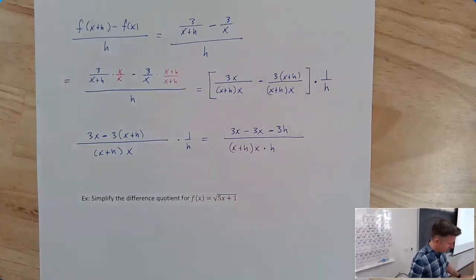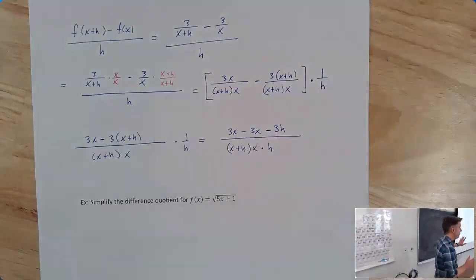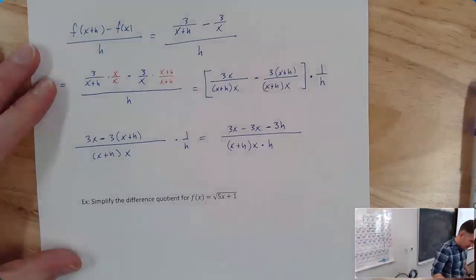And again, I know that this h is the thing I want to cancel out. Any other h is not a problem. It's just that first h that happens to be in the denominator, that is the one that needs to get canceled every time. So 3x minus 3x goes away.